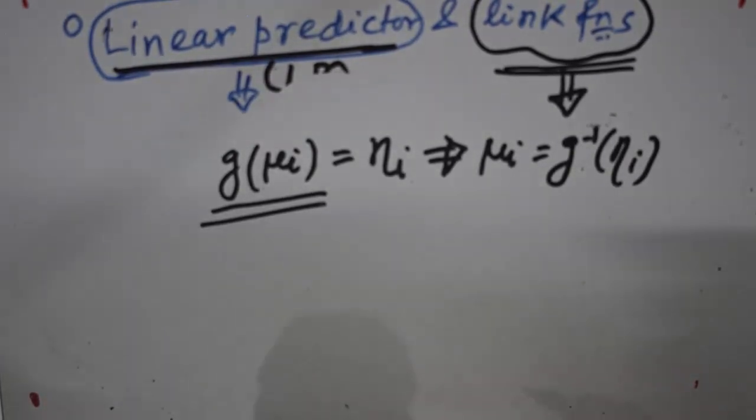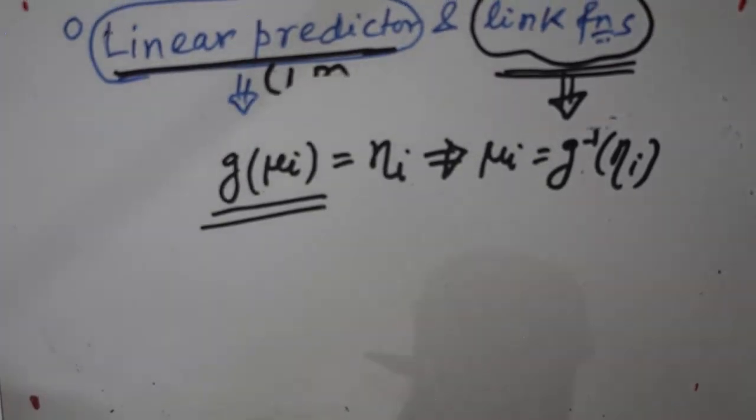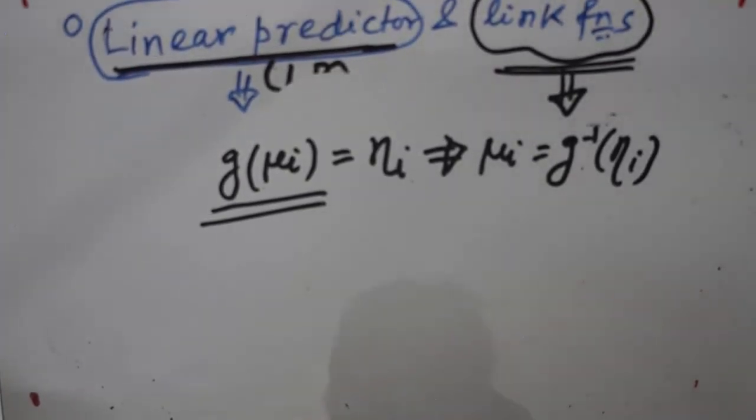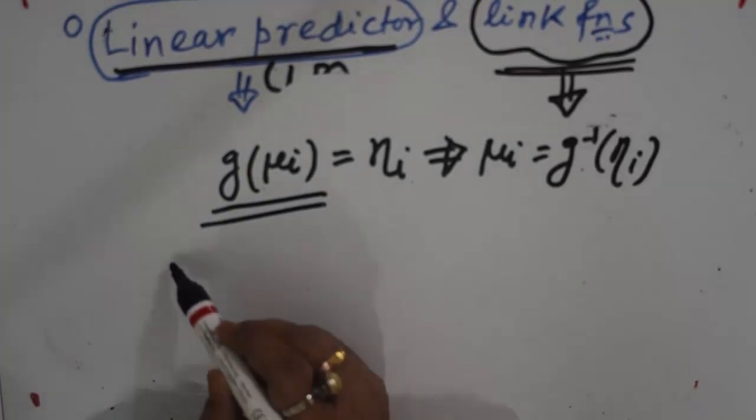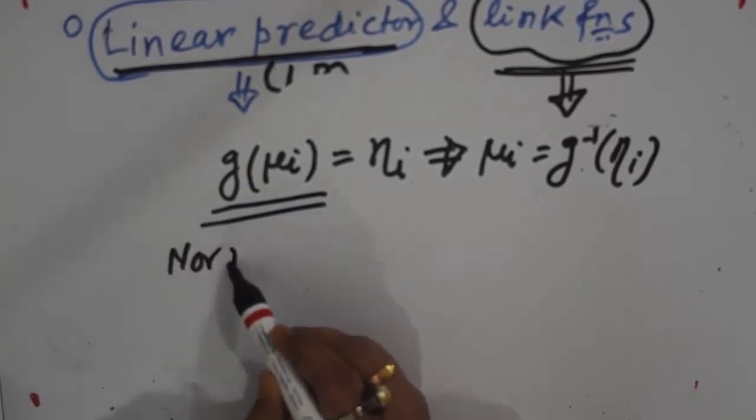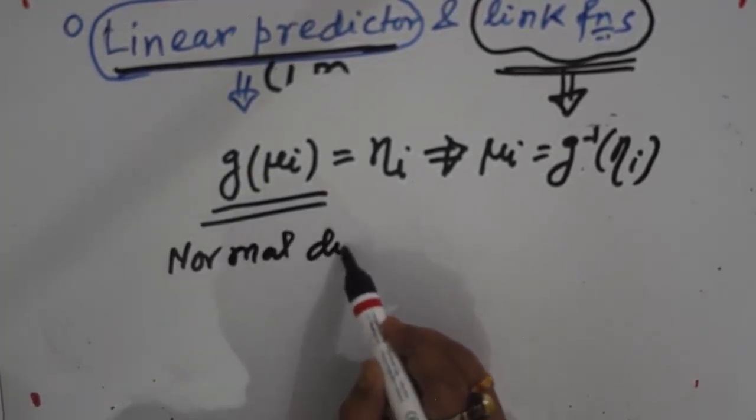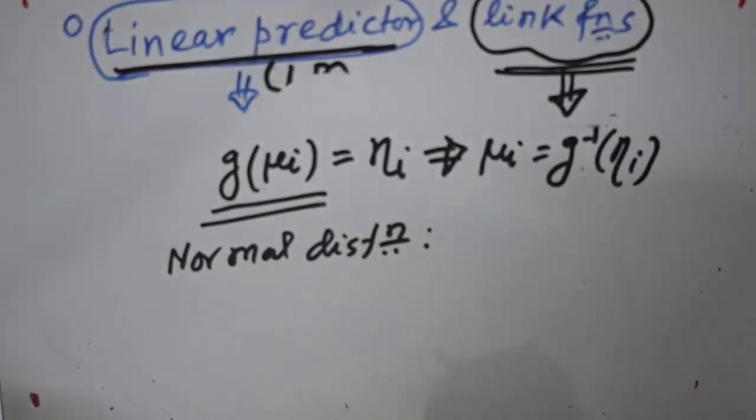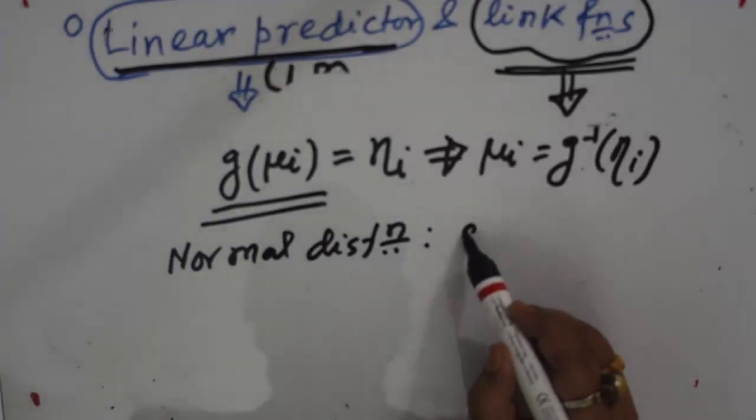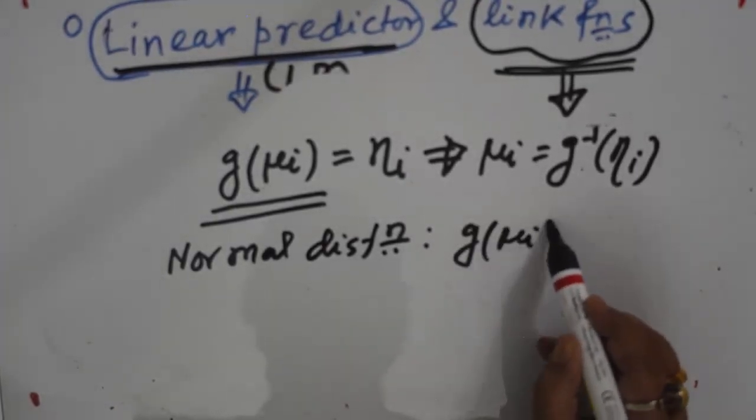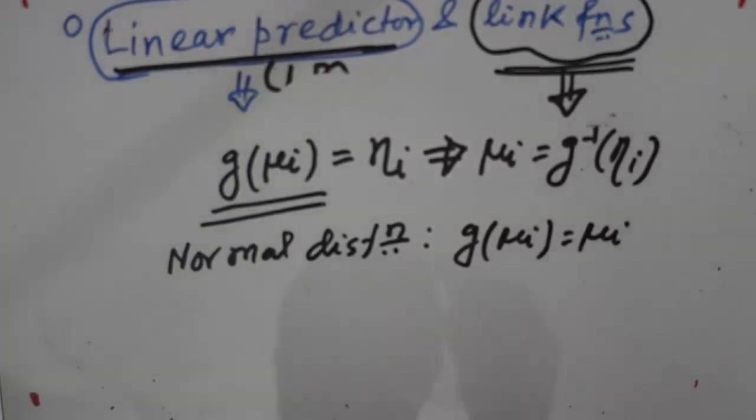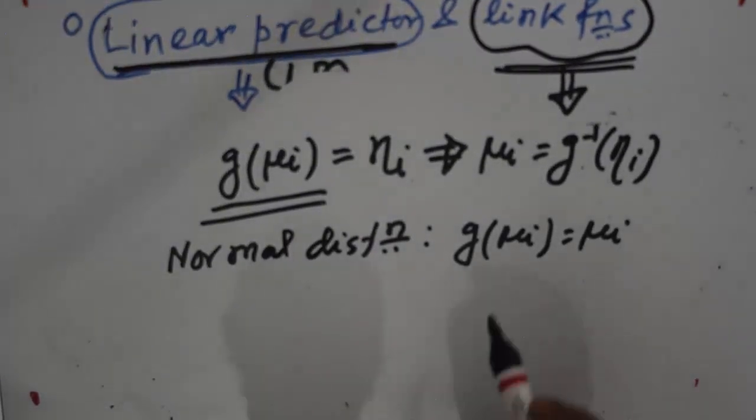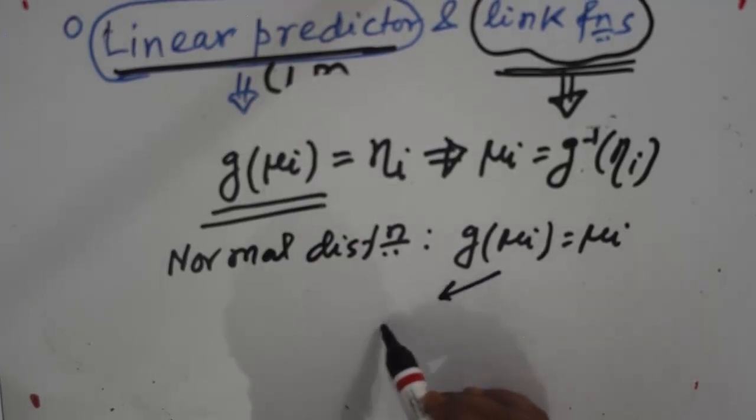If the linear models are based on normally distributed study variable, so for normal distribution, the link function g of mu i is simply mu i, and it is called identity link.